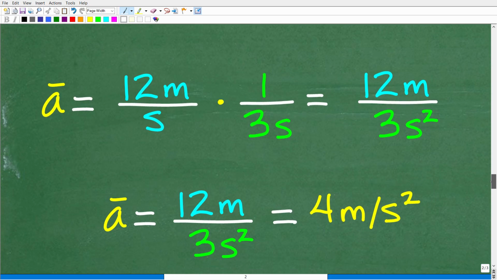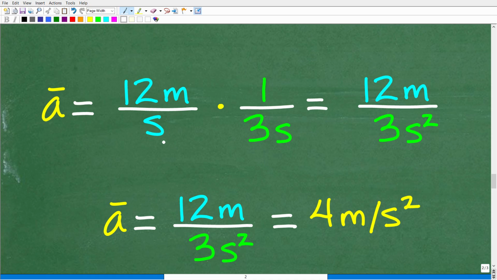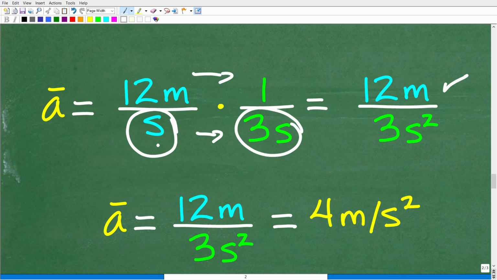Okay, so our average acceleration is going to be 12 meters per second times 1 over 3 seconds. So we're going to multiply these two fractions. Of course, we're going to multiply the respective numerators and denominators. So 12 meters times 1 is 12 meters. 1 second times 3 seconds is going to be 3 seconds squared. Okay, so we have second times seconds, which is seconds squared.